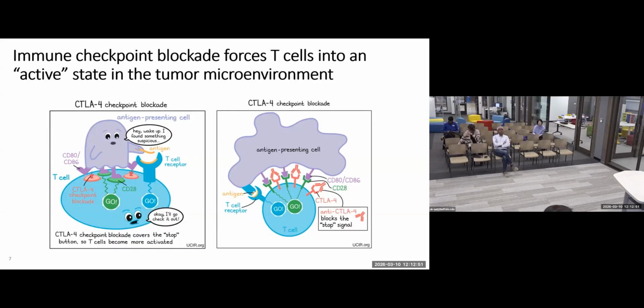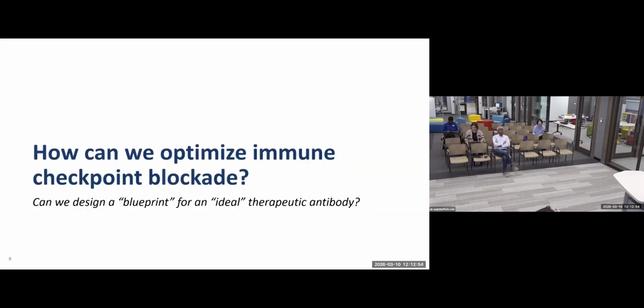However, again, if you recall from some of those initial statistics, we still have a long way to go as a field in terms of making these strategies as effective as they possibly can be. So I like to think of how can we treat this as an optimization problem? How can we optimize this immune checkpoint blockade? And more specifically, can we design a blueprint for what that ideal checkpoint blockade would need to look like?